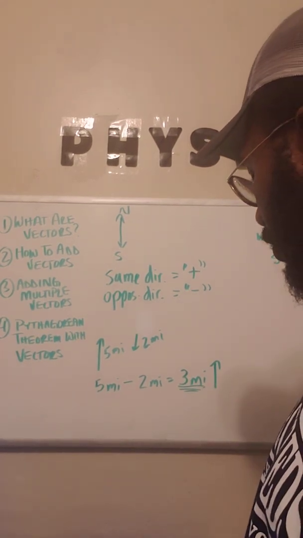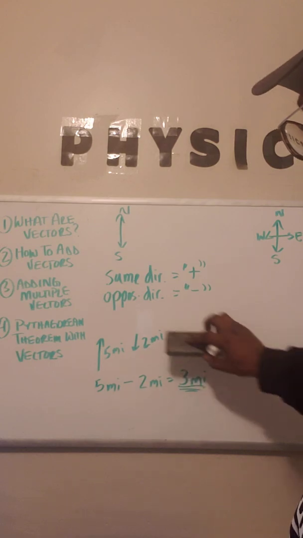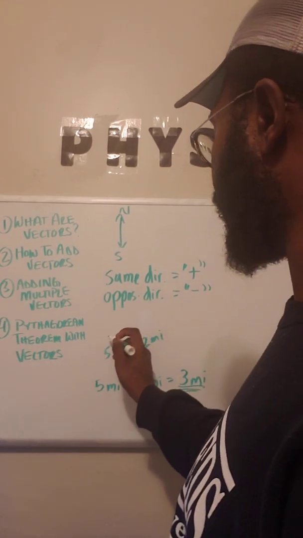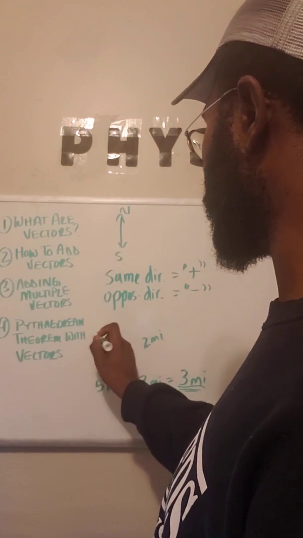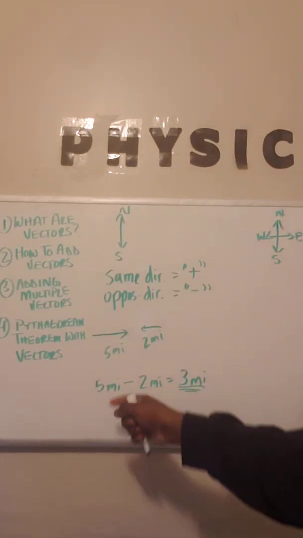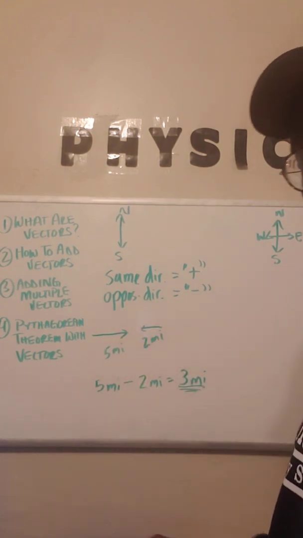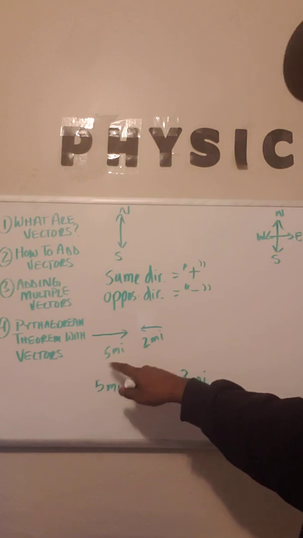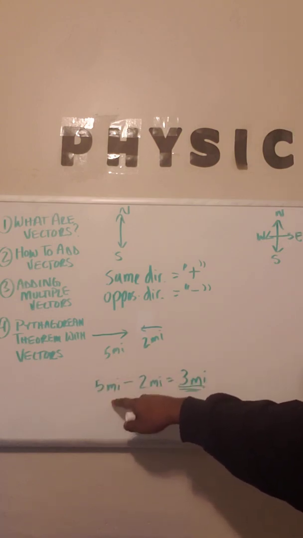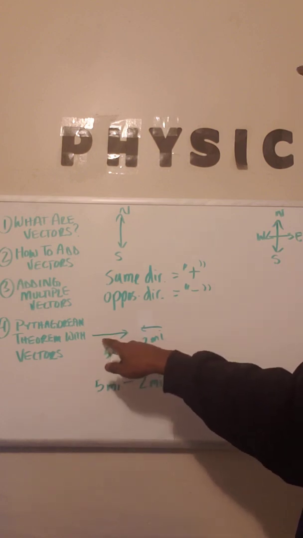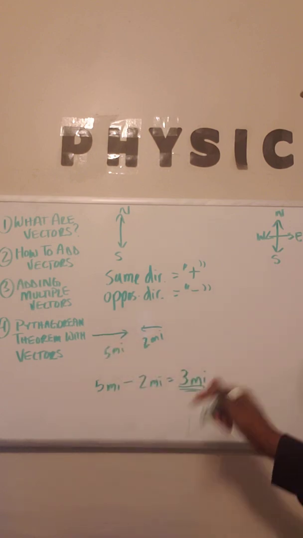Now, this whole situation works the same way if these vectors were east and west. So let's say I had 5 miles going east and 2 miles going west. Again, these are opposite directions, so I am going to subtract them. I'm always going to start with the larger vector. So I start with 5 miles minus 2 miles, still gives me 3 miles, and the larger vector is going to be my final direction.